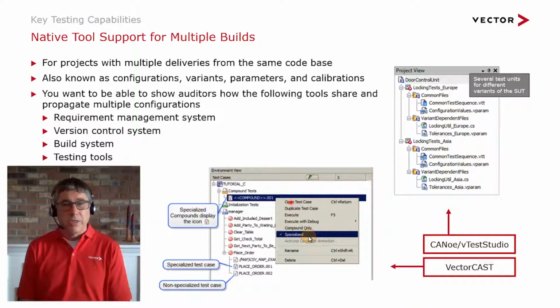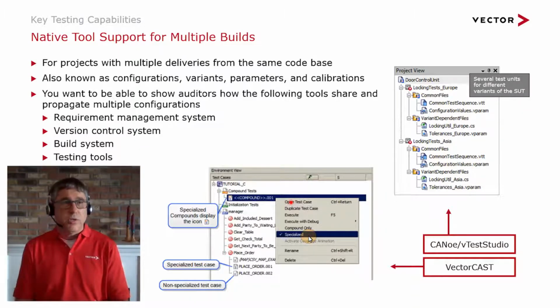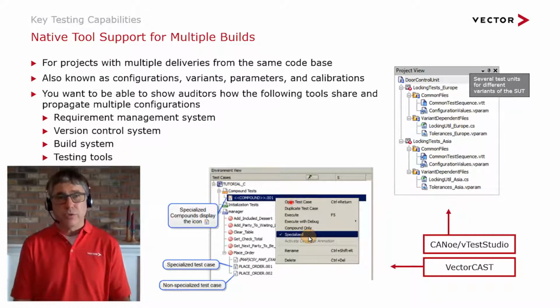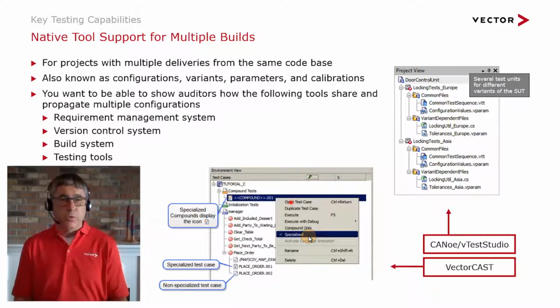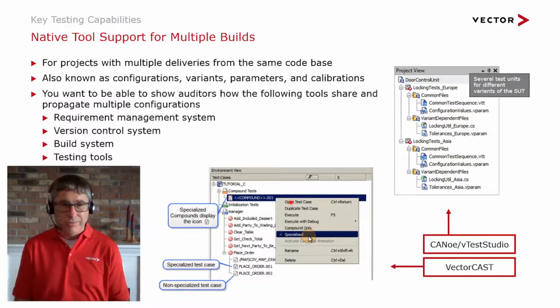Now we're going to move on and start talking about the 5 key testing capabilities. So the first one is we're going to talk about native tool support for multiple builds. So what I mean like that is projects with multiple deliveries from the same code base. So maybe you work on a project where you only have a single build and a single delivery. Great, your life is easy. You can skip over this page.